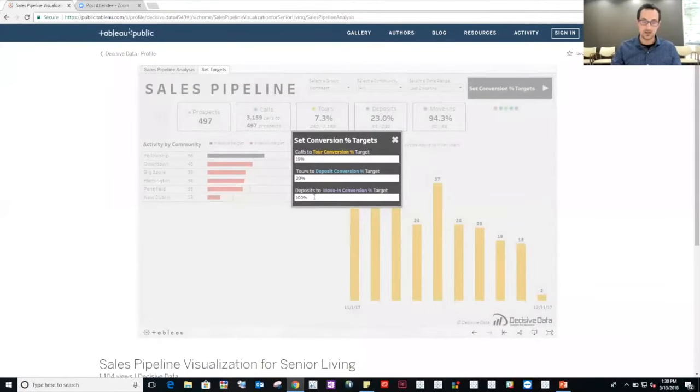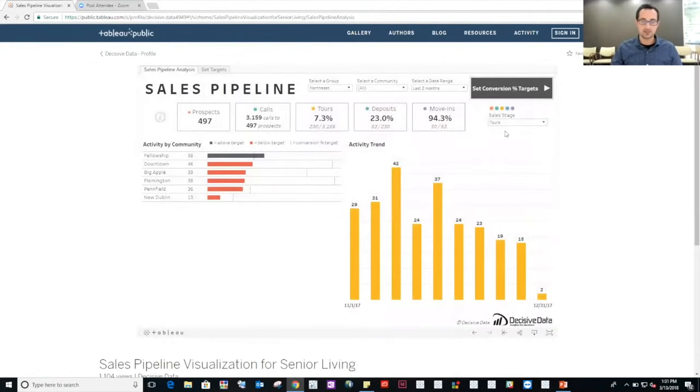Now, this last box looks specifically at deposits to move-ins, and generally speaking, at most organizations, in my experience, their target here is always 100%, because those who make deposits generally are those who are committed to moving in. Once those targets are set, Andrew can go ahead and select the X here and head out, and he can actually move through the different sales stages.